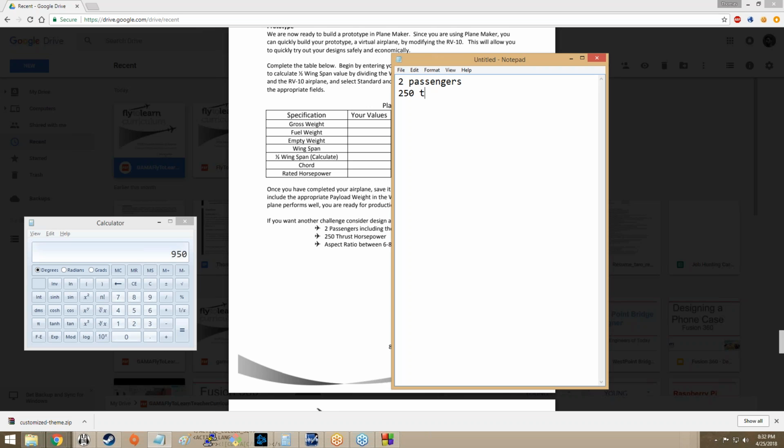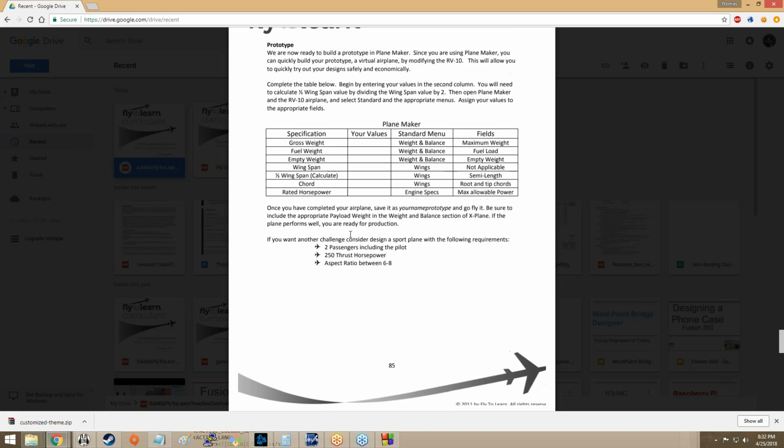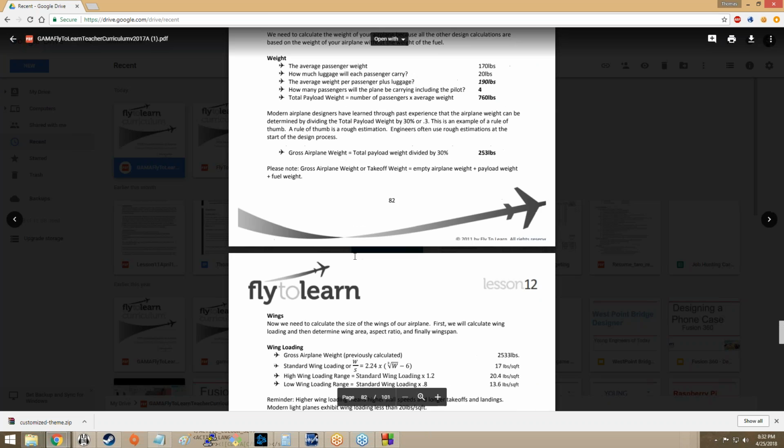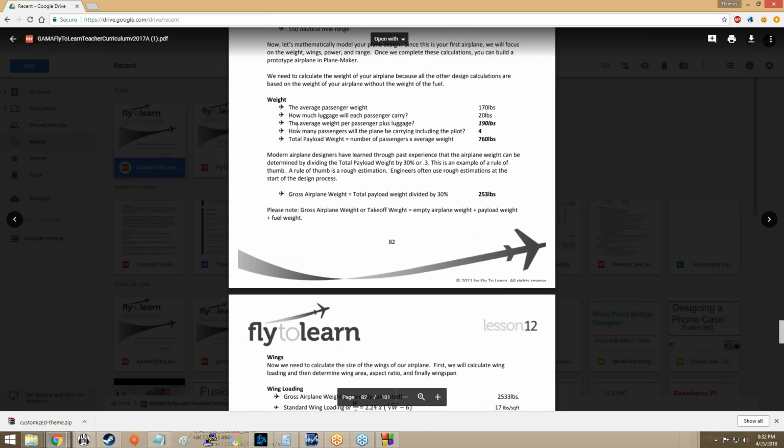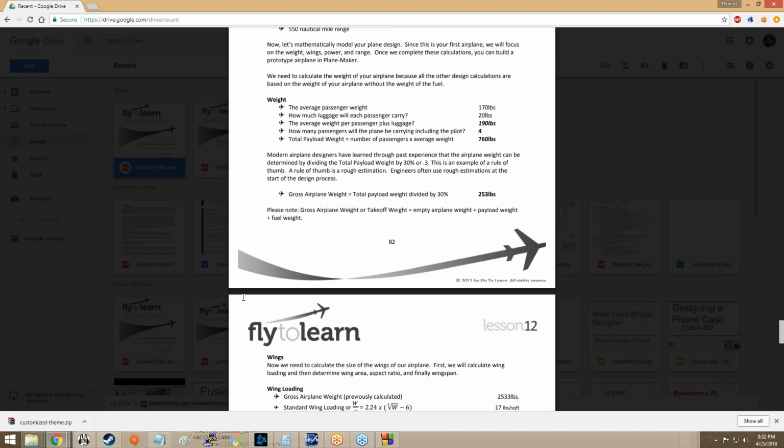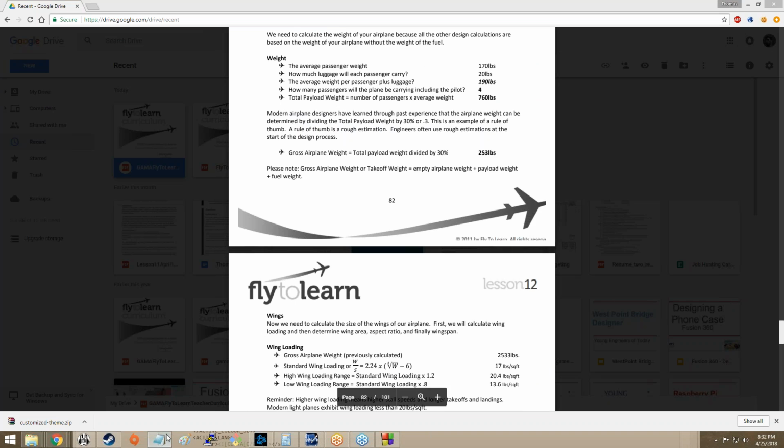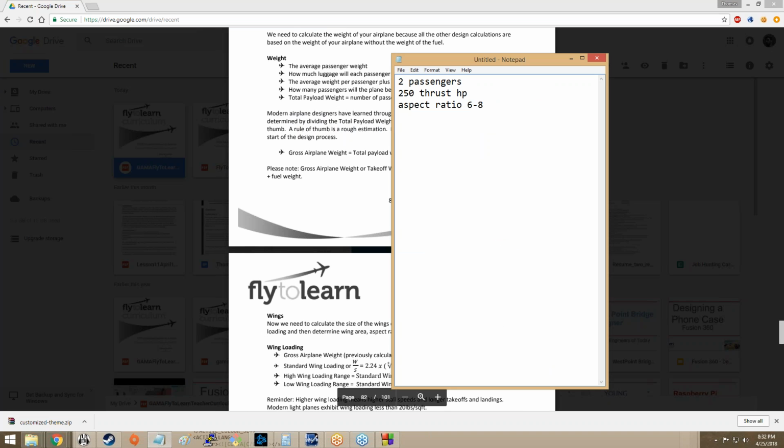250 horsepower, thrust horsepower. Let's make that distinction. And an aspect ratio from 6 to 8. So what all does that entail? So the average weight of each passenger plus luggage, let's assume that there's luggage. So the average weight per passenger is going to be 190 pounds.